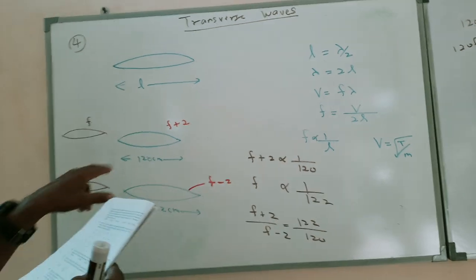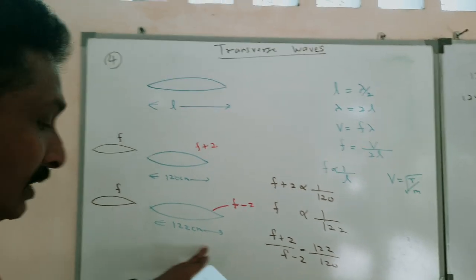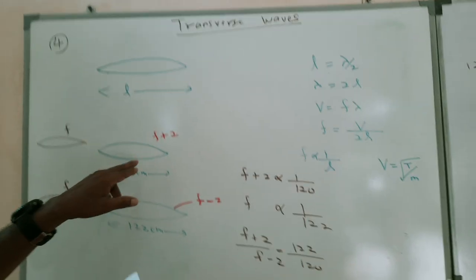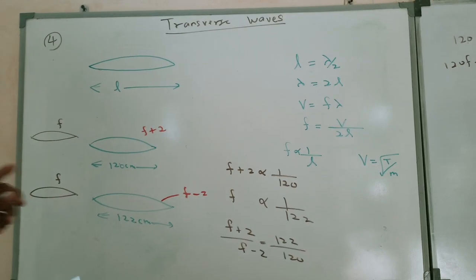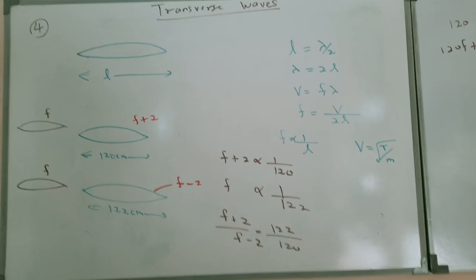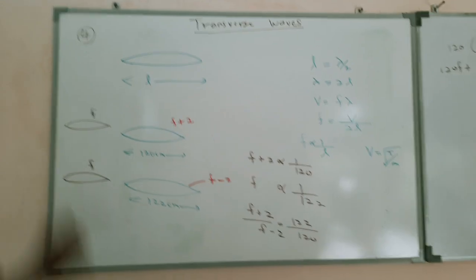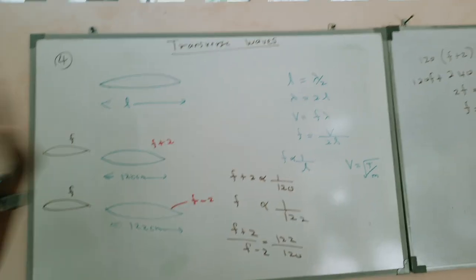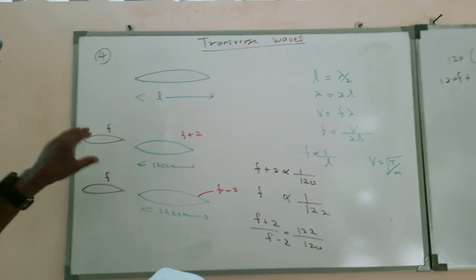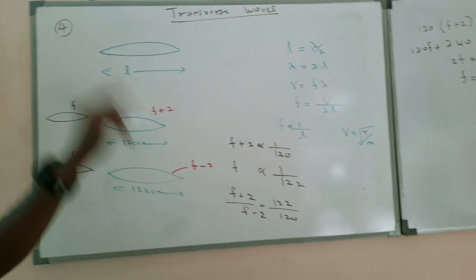In the first instance its length is 220, in another instance 120. In the two instances, the frequency difference is 2 hertz. That means the beat frequency is 2 hertz. This is the permanent sonometer, and these are 2 sonometers. The first sonometer has frequency F, the other sonometer has F plus 2 and F minus 2.